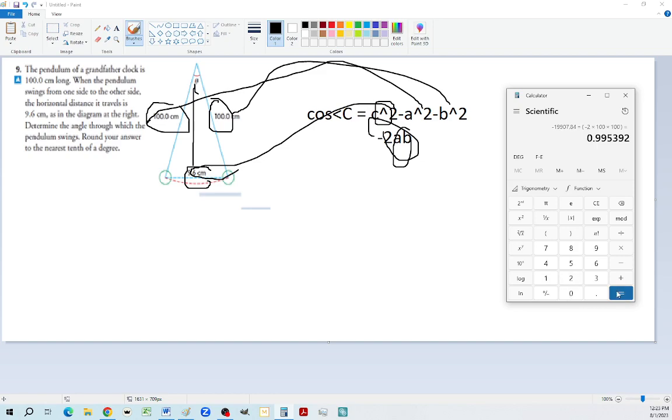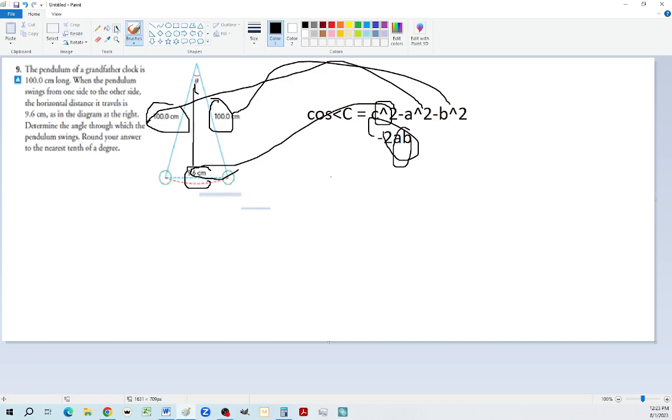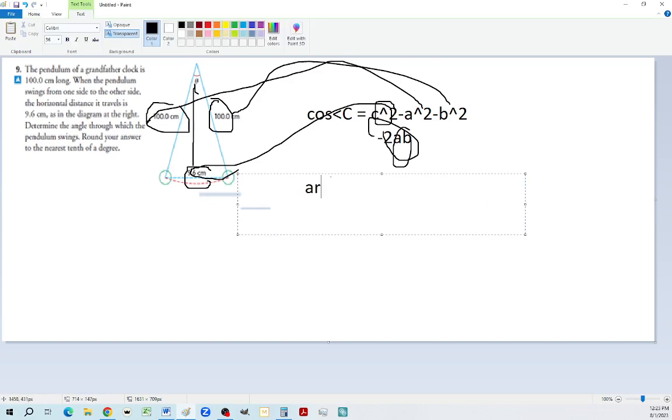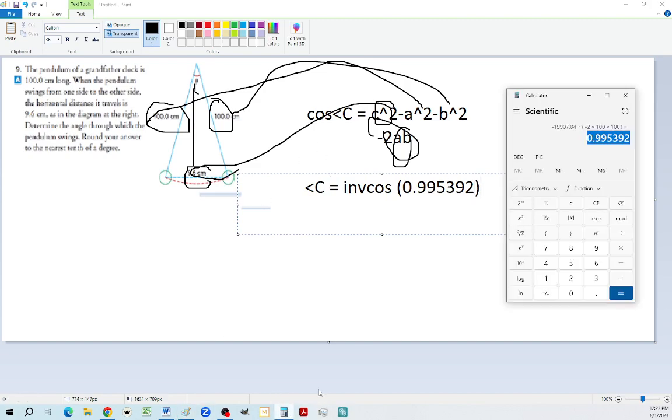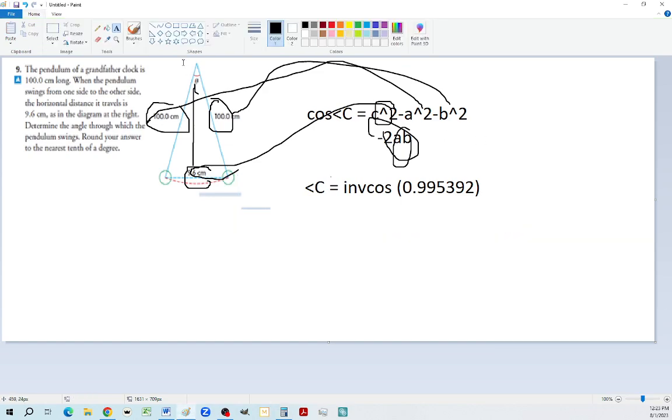Now I hit equals. And you can see the two negatives cancel out. I get that. Well, that tells me that cos of this angle is equal to that, which means I have to take the arc cos, or the inverse cos, of both sides. Cos cancels on this side, so I'm left with inverse cos of that number. You can see algebra still works. So I just go to trigonometry, second function, inverse cos, and I get 5.5. And because we're working in 1 decimal, 5.5 degrees, because we're talking about an angle.